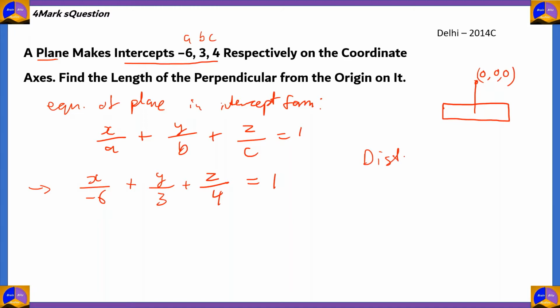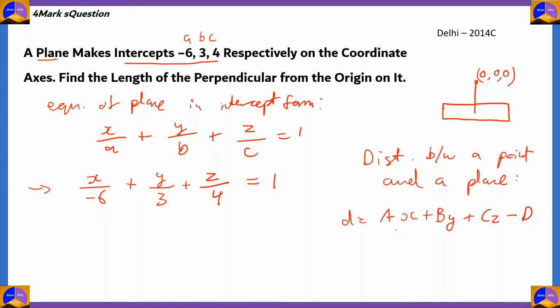So here we use the distance between a point and a plane. So we use the formula d is equal to ax plus by plus cz minus D whole divided by the square root of a square plus b square plus c square, and it is entirely under a modulus. So this is the formula. But what are a, b, c, D, and small d?